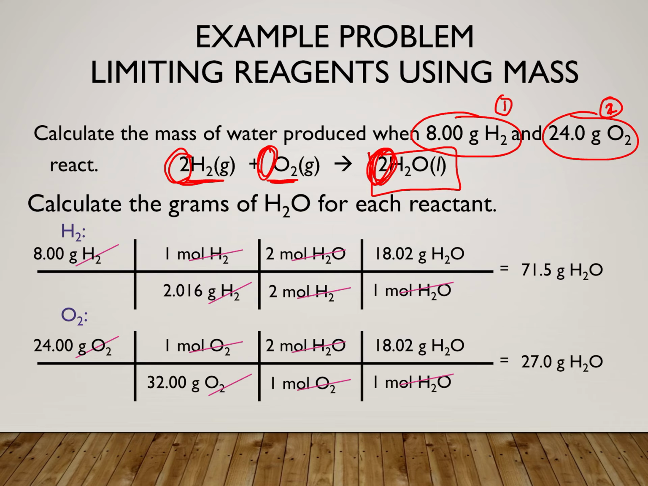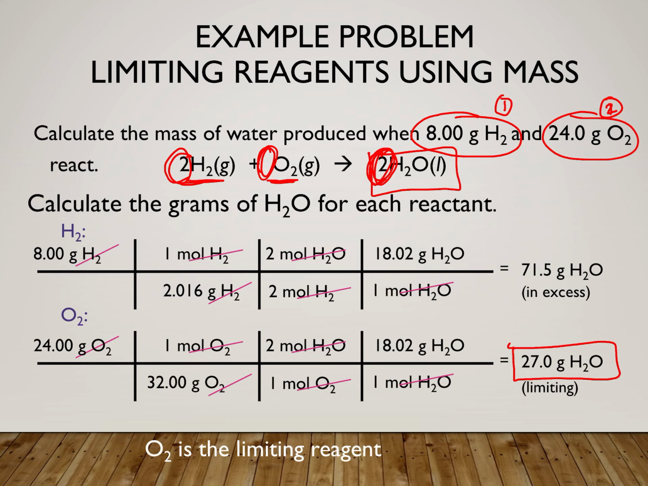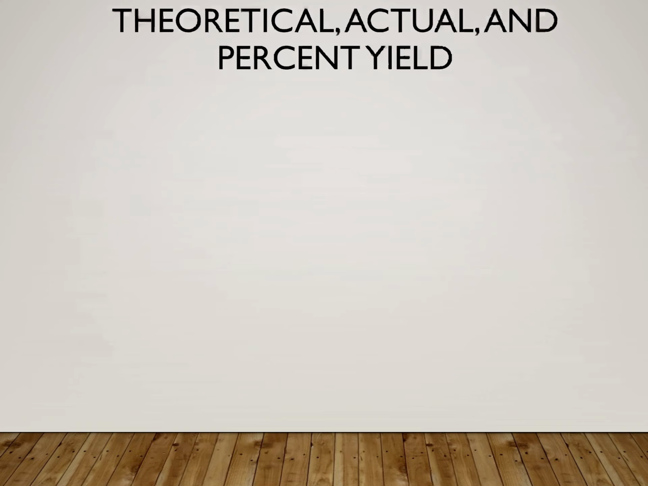So now we have our grams of water for both. We have one for if hydrogen was limiting, one for if oxygen was limiting. And we look and we see which one produces less. So we have less water here. So this would be our theoretical yield. 27 grams of water would be our theoretical yield because it is the one that is smaller. So that means that oxygen is our limiting reagent here because it produced less water. That means hydrogen is in excess because there will be extra left over.